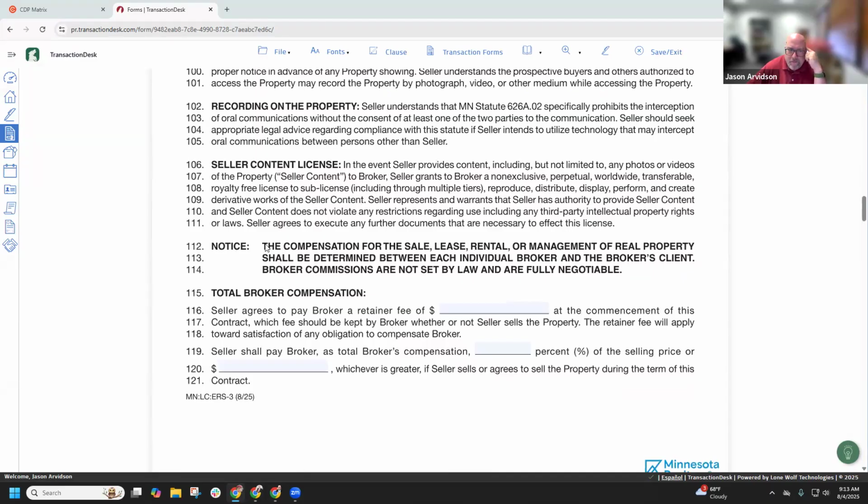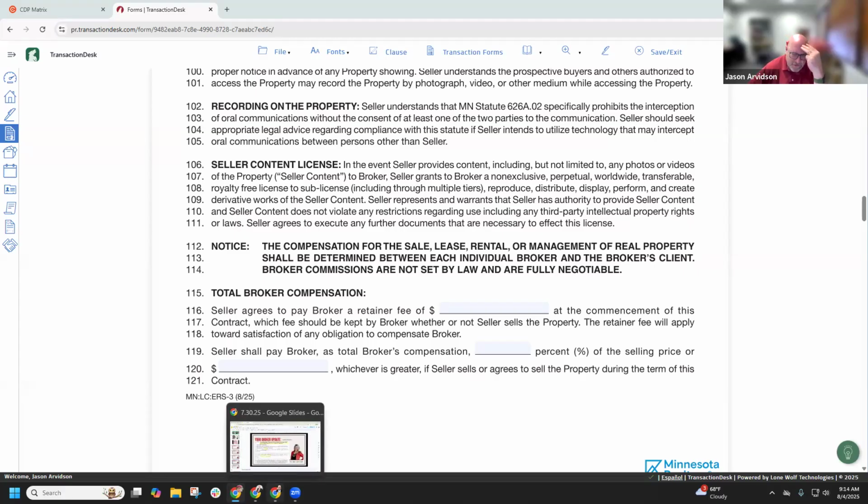So again, very clearly the compensation for the sale, lease, rental, commissions are not set by law and are fully negotiable. So we're just clarifying again that rates can be different. They're not set by law.